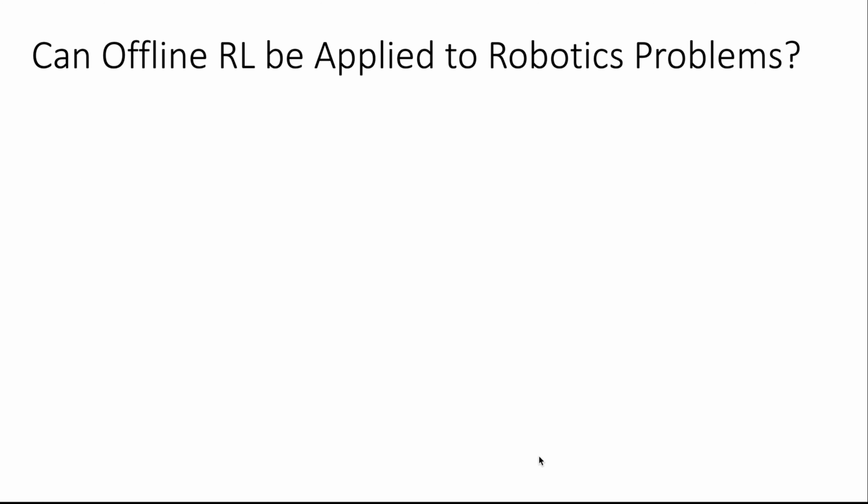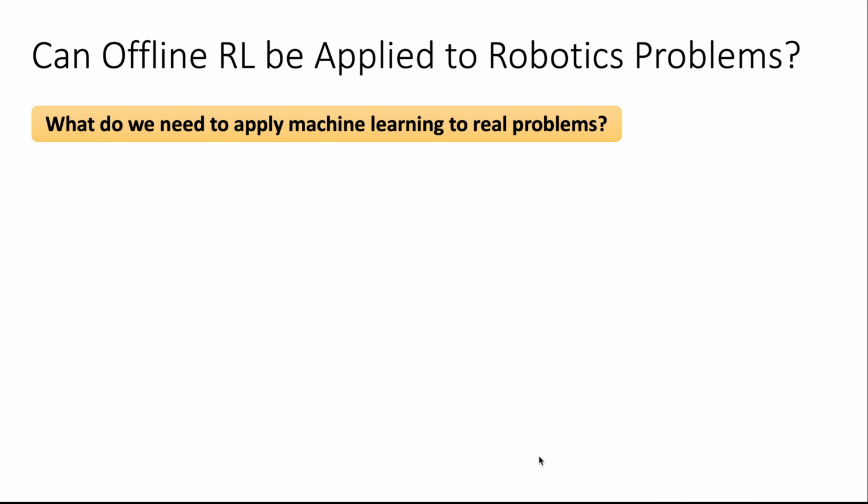So, a natural next question to ask is if offline RL methods which are already out there can be applied to real robotics problems. To understand the answer to this question, let's revisit the same question in the context of more standard machine learning algorithms. In order to apply machine learning algorithms to real-world problems, I would argue that we require two main ingredients. First of all, we require an algorithm to use. For example, we would typically use cross-entropy minimization using stochastic gradient descent.